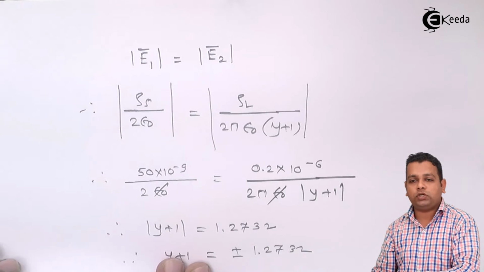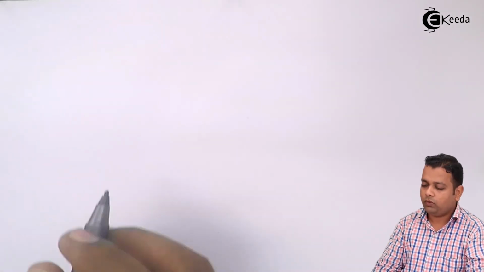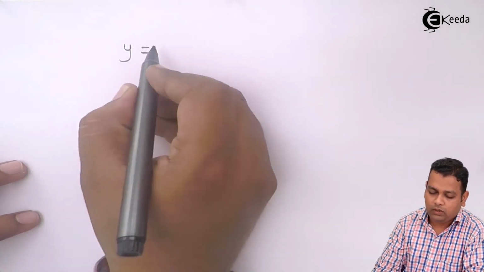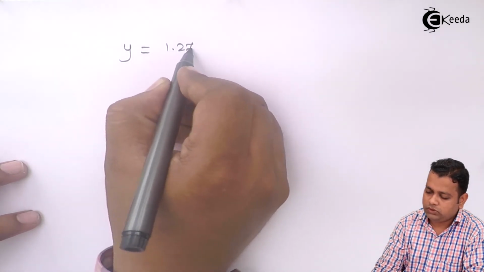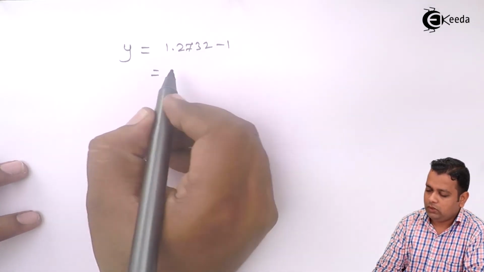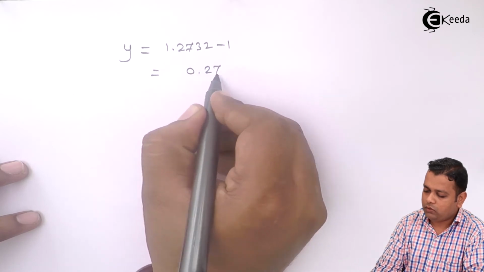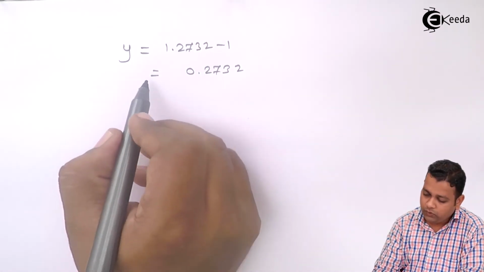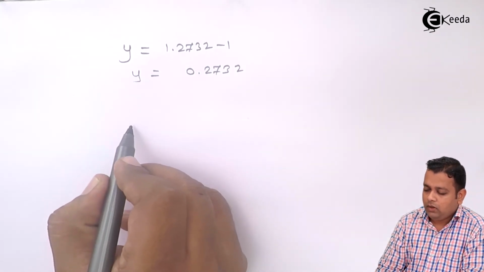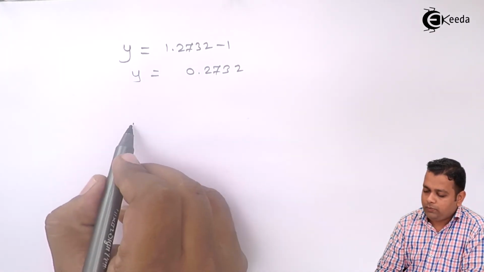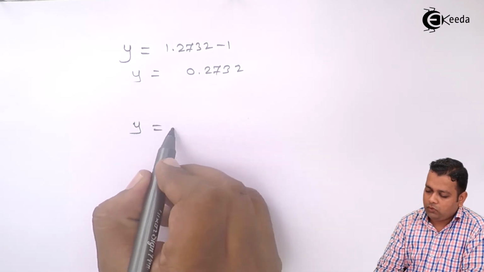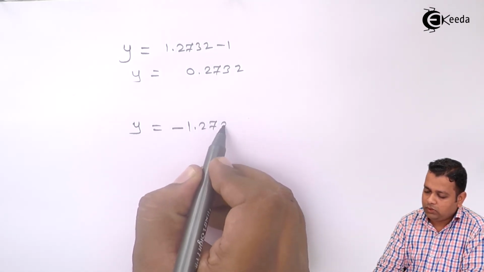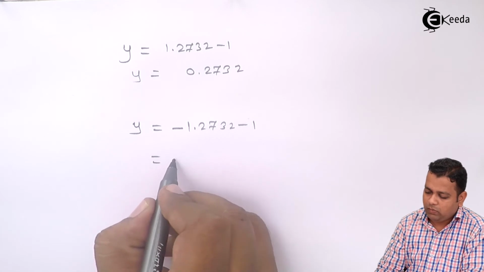If we take the positive value, y will be equal to 1.2732 minus 1, which is 0.2732. So this is one value we have. If we take the negative value of y plus 1, y will be equal to minus 1.2732 minus 1, this is minus 2.2732.